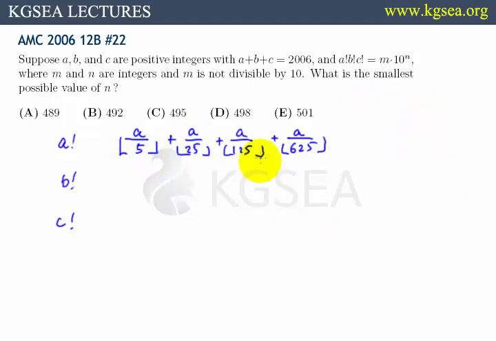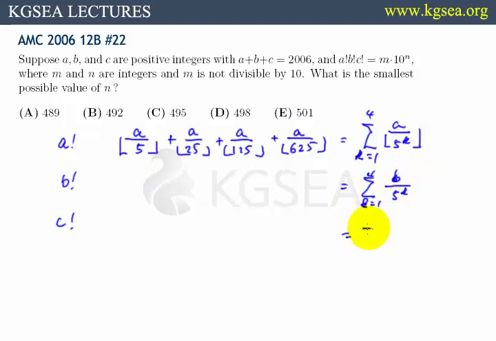The first one could be expressed as the summation of the floor of A divided by 5 to the k. Now we know k goes from 1 to 4. And truncation, right? Okay. What about this guy? Well, we don't have to go through the whole thing. We know what it's going to be. k from 1 through 4 of B over 5 to the k. That was easy. What about the third guy? The same thing. k, 1 through 4, C over 5 to the k.